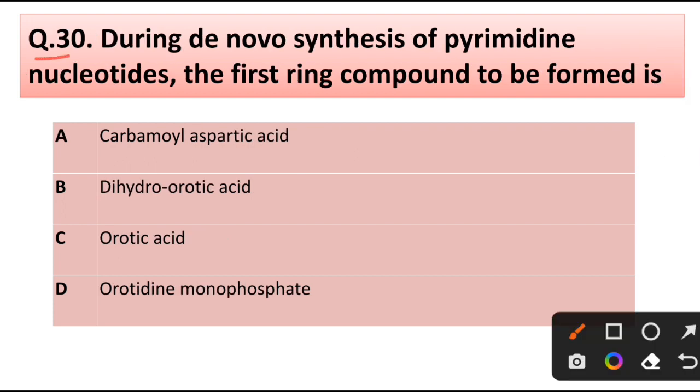Question number 30. During de novo synthesis of pyrimidine nucleotides, the first ring compound to be formed is carbamyl aspartic acid, dihydroorotic acid, orotic acid, or orotidine monophosphate. Correct answer is option B, dihydroorotic acid.